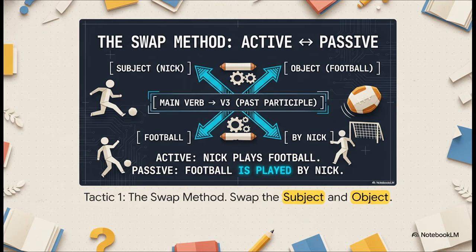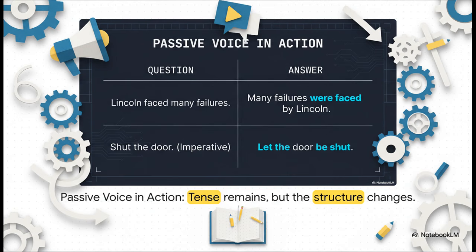You just swap the subject and the object. But, and this is the part you absolutely cannot forget, the main verb, no matter what it was before, has to be converted into its V3 form, the past participle. So Nick plays football becomes football is played by Nick. See? Simple swap.